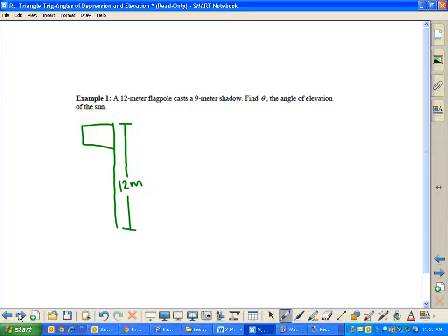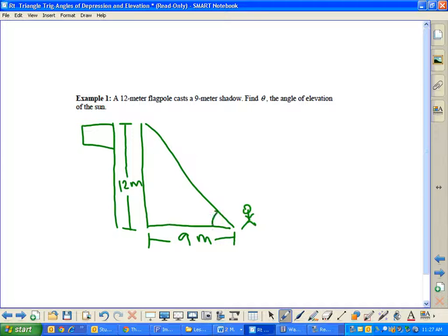12 meters. And it's casting a shadow this way, right? Shadow's on the ground, this way, 9 meters. I'm just depicting exactly what the problem is telling us. They're saying they want us to find theta, an angle of elevation of the sun. If the sun's up here, say we're down here, wouldn't that angle of elevation be us looking up at the sun? Right? Does everyone see that that's theta? That's our angle of elevation?